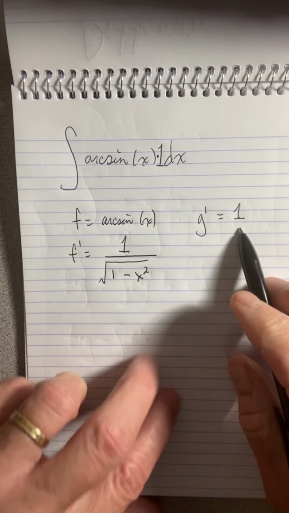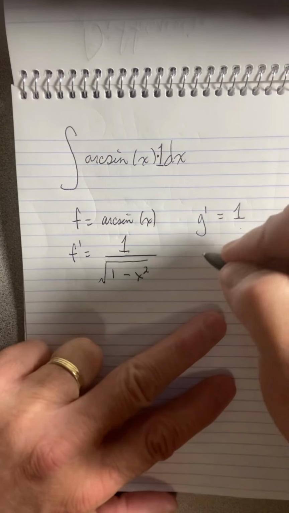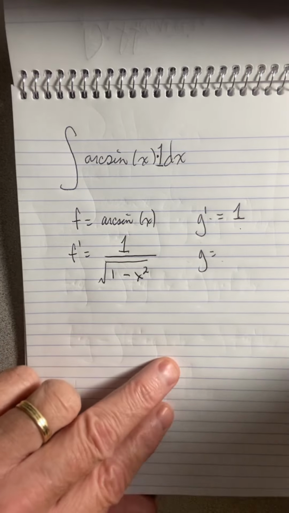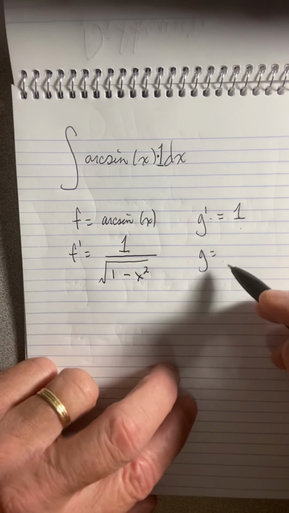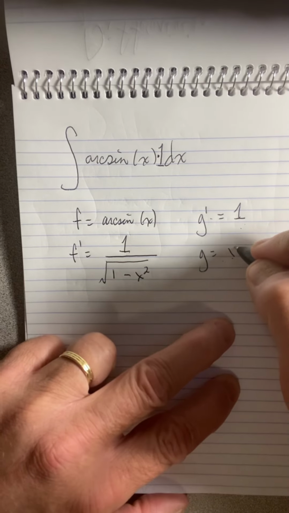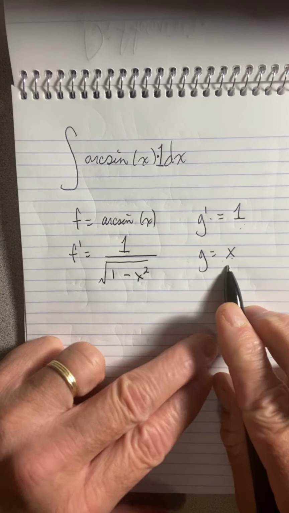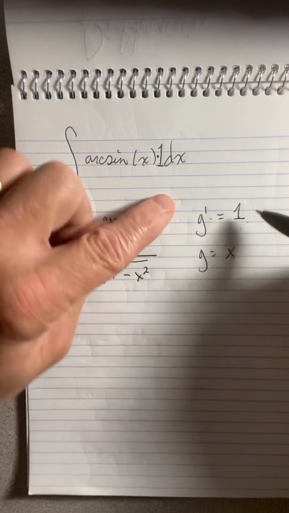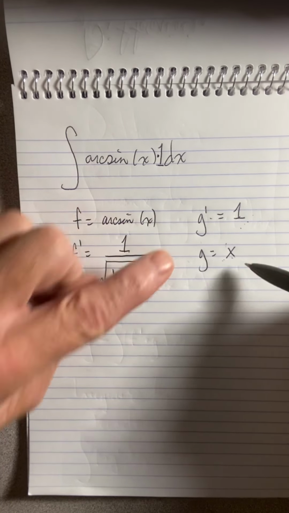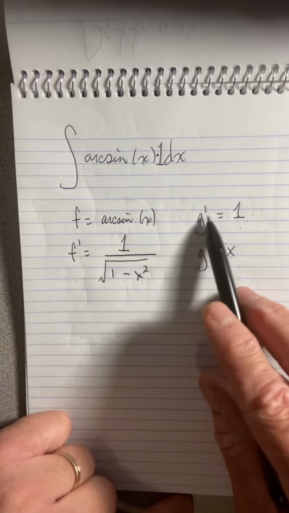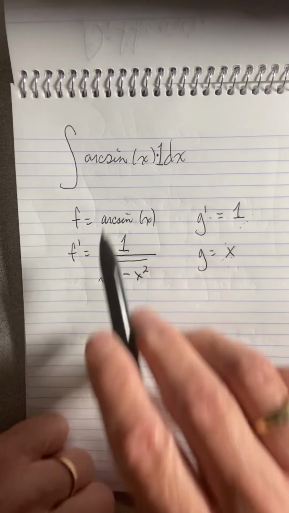Now over here, we need to know g. So to get from g prime to g, you have to anti-differentiate. Well, the function that we would take the derivative of to get 1 is just the identity line, x, because the slope here would be 1, and if I take the derivative of this, I get 1. So the antiderivative of 1 is just x. So now I have my f prime, g prime, and g. I can use the parts formula.